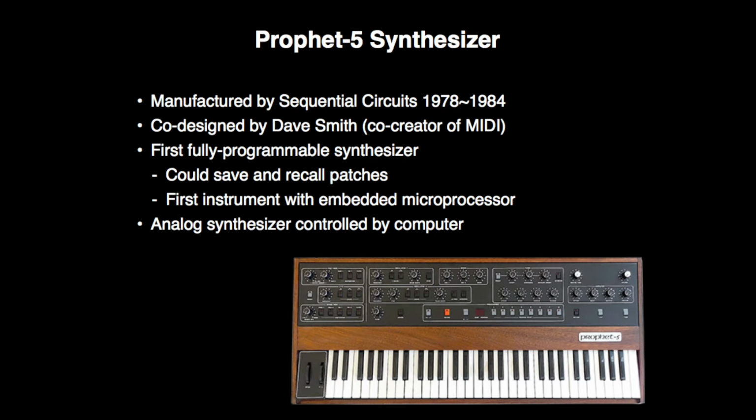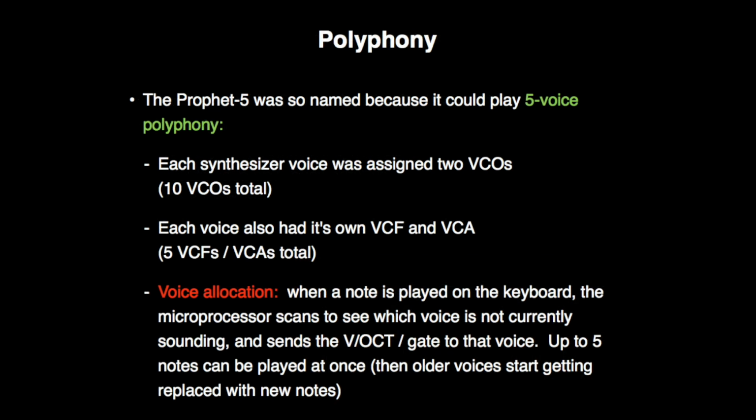So it's still an analog synthesizer. It's not a digital synthesizer by any means. It's still using voltage-controlled components in the oscillators and the filters and everything. But you can think of it as an analog synthesizer that's controlled by a computer. And even that's maybe overstating it. It was more like an analog synthesizer that had a couple different functions and features controlled by a small computer, by a microprocessor. So let's talk about polyphony on the Prophet 5.